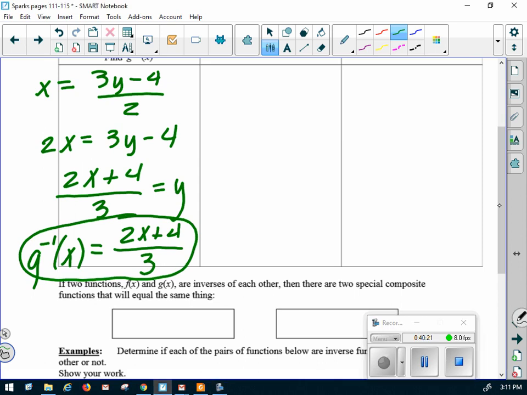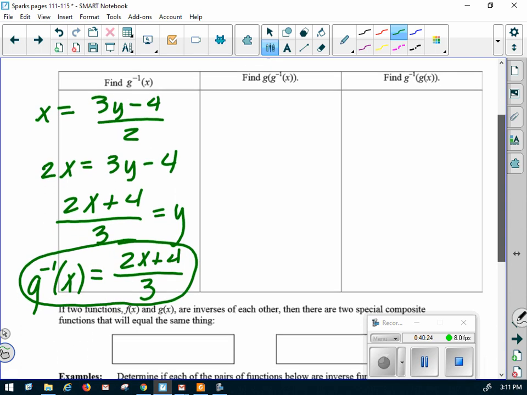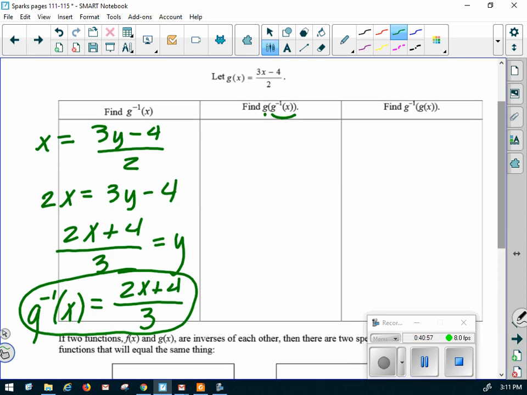There's the inverse. Now, if you had pre-AP Algebra 2, you hated this. Let's just do one of them. Let's find G of G inverse of X. Now, how do you do that? You just do what? What's going to go into G? G inverse. So what's going to go into G is G inverse. And where is G inverse going to go?